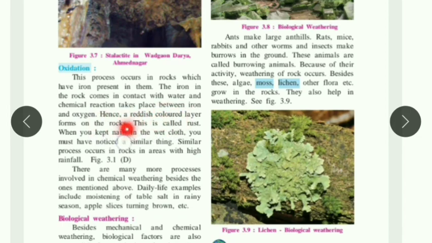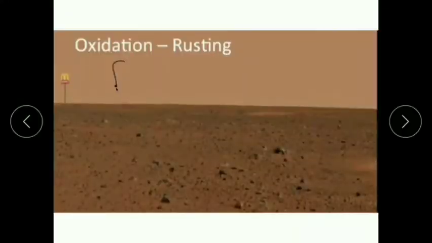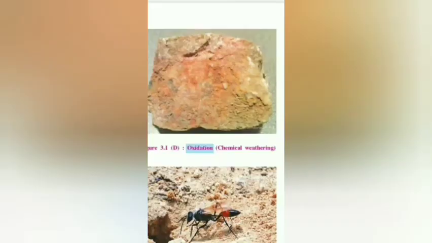Now let's observe some pictures. What is this? This is rusting. Here you can observe the reddish layer on the rock. This is rusting, and it happened because of oxidation. This is oxidation.